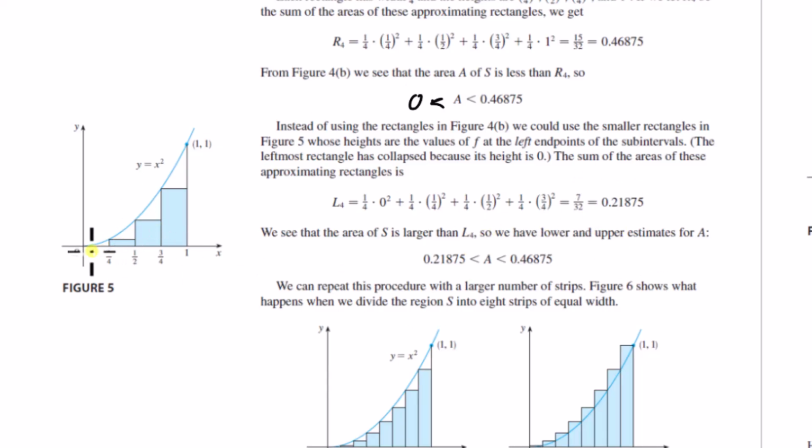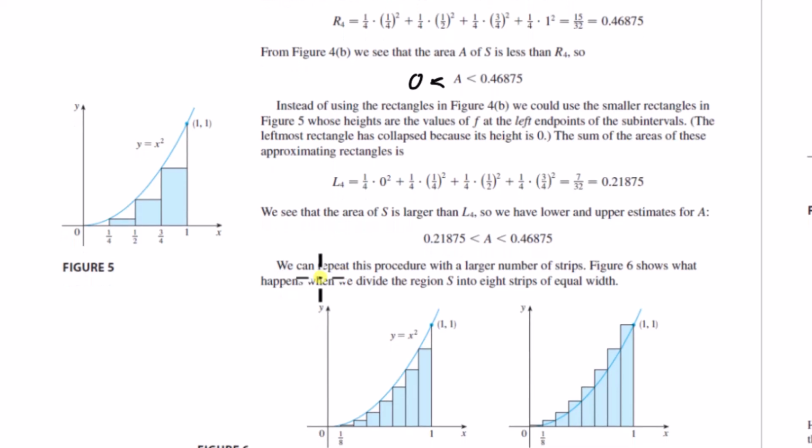And it's clear that L sub 4 is an underestimation of the actual area under the curve. But this is useful because now we can raise this lower bound of 0. We know that the actual area is less than 0.46875, and we know that it must be greater than 0.21875. So we have a tighter constraint on what the actual area must be.